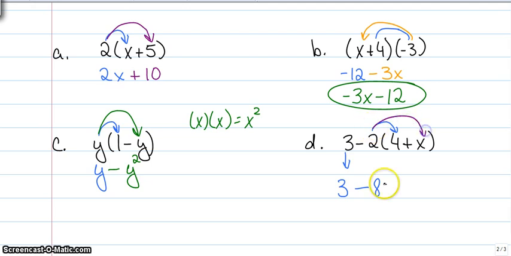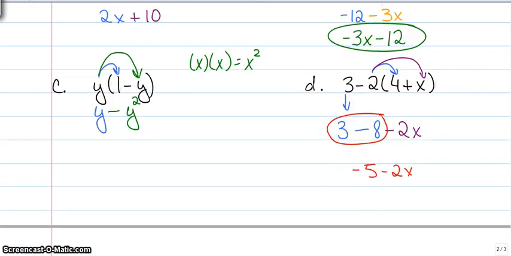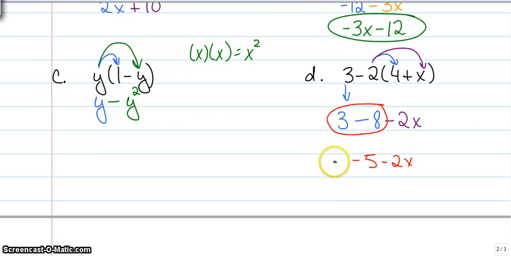Negative 2 times x, negative 2x. Now, really important, I have to combine my like terms. Well, I don't have anything that has an x, but I have 3 minus 8. Now, what's 3 minus 8? Small number from the large, keep the sign of the large. That gives me negative 5 minus 2x. We want to make sure our form is good, so we're going to write it as negative 2x minus 5.